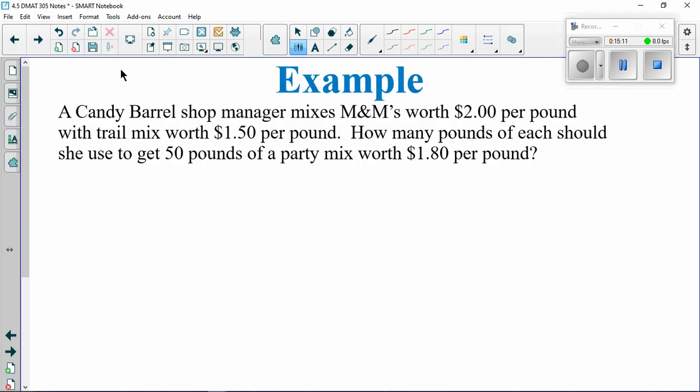All right, so our next one is talking about basically mixing things. If you're going to mix 2 kinds of oil or 2 kinds of gas or 2 kinds of snacks to make your own trail mix or whatever. So the Candy Barrel Shop Manager is going to mix M&Ms that are $2 a pound with trail mix, which is $1.50 a pound. How many pounds of each should she use to get 50 pounds of a party mix? That's $1.80 a pound. Because obviously you don't want to mix them and charge $2 because you're not getting just M&Ms, or $1.50 because you're not just buying trail mix. So she wants to charge $1.80.